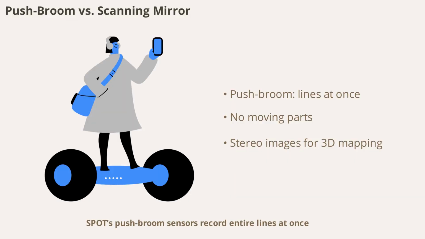SPOT's pushbroom sensors record entire lines at once, while scanning mirror systems like those on early Landsat satellites record 1 pixel at a time. Pushbroom sensors have no moving parts, reducing maintenance and increasing reliability. The ability to tilt the sensors allows for more frequent coverage and the creation of stereo images for 3D mapping.